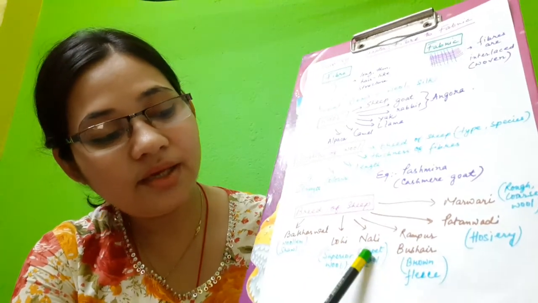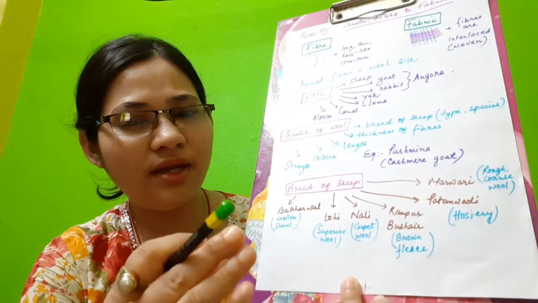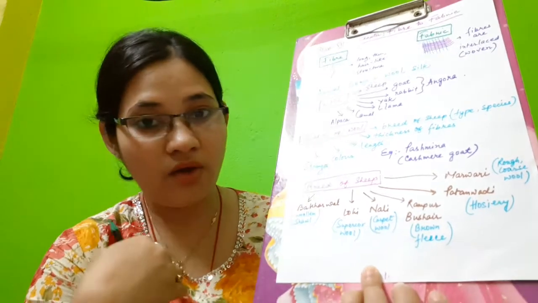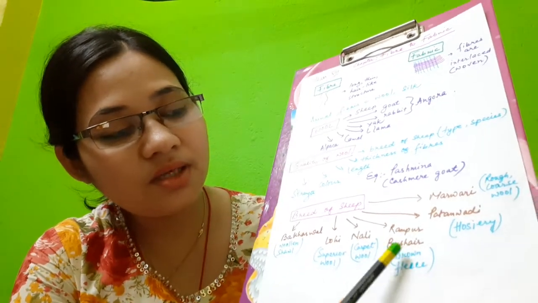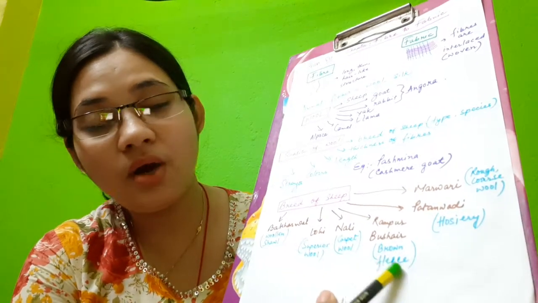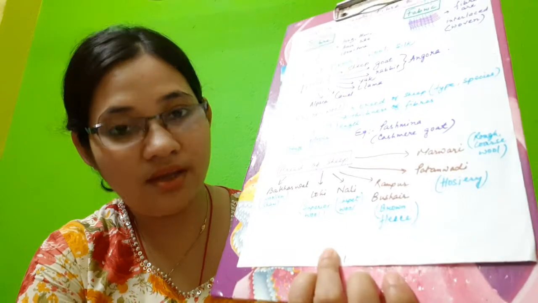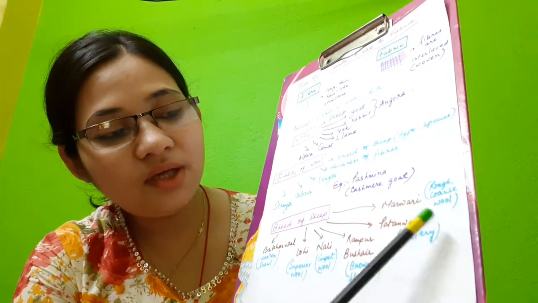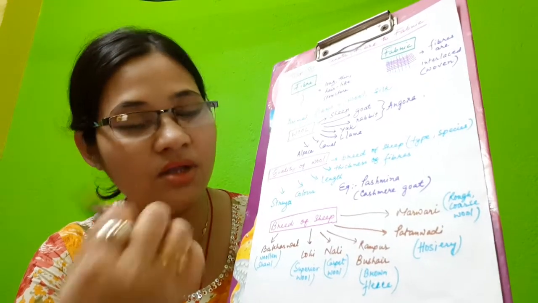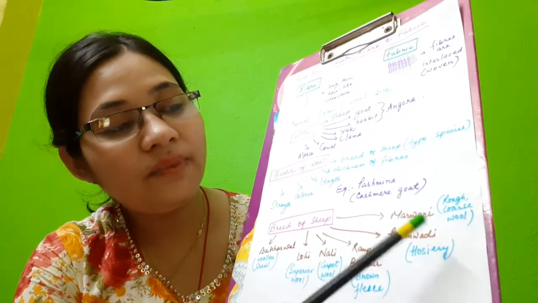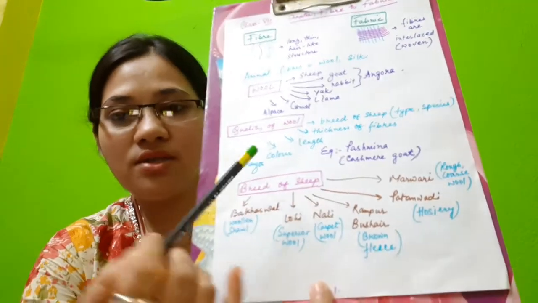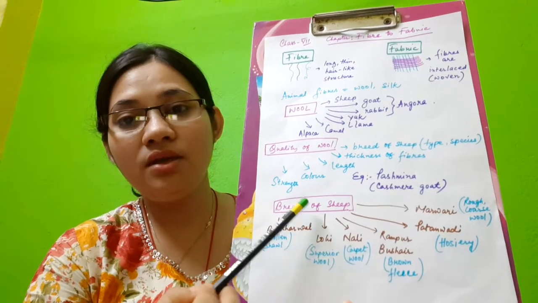Then the Nali gives carpet wool, that means the Nali variety is a little bit rough, so it is used for carpet wool, carpet variety, not for our wearing purpose. Then comes the Rampur Bushair, which has the brown fleece. Brown fleece means brown hair. The Patanwadi is utilized to make hosiery. Hosiery means all the t-shirts and socks and all. And the Marwari has rough and coarse wool. So these are the different types of breeds of sheep.